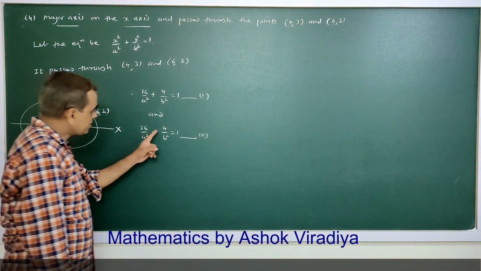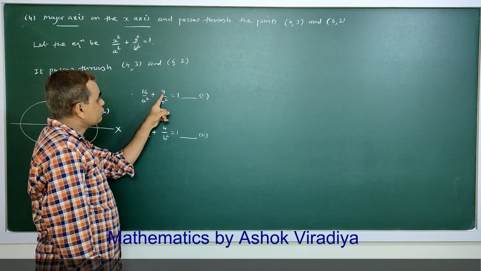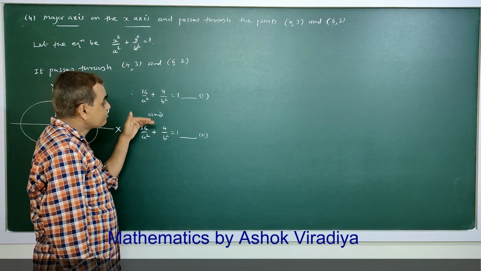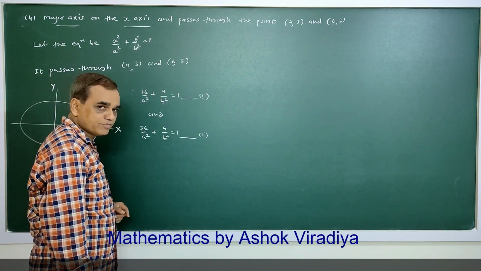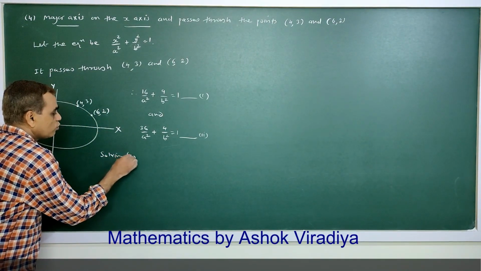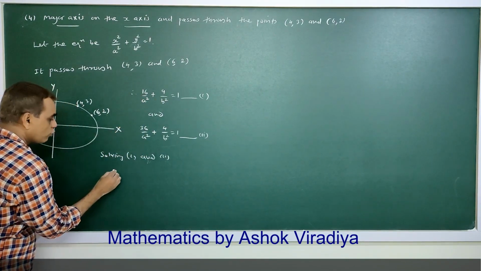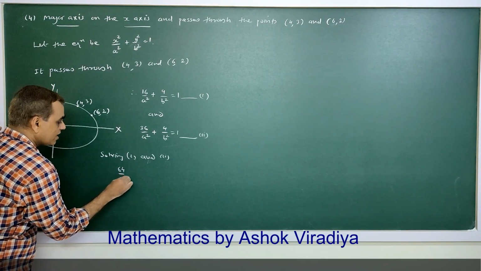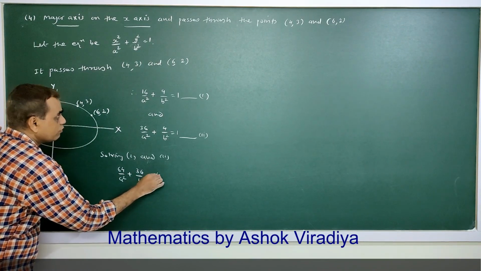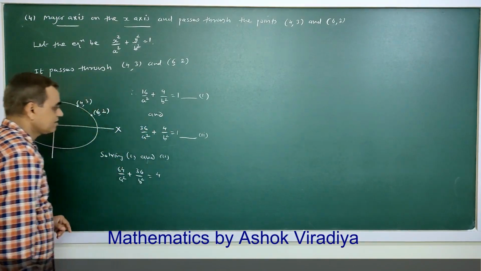So observing these equations, here this number is 9, this number is 4. So we multiply equation 1 by 4 and equation 2 by 9, and taking subtraction we can eliminate the second term. So we are solving equations 1 and 2. This equation I am multiplying by 4, so 64 by a square plus 36 by b square equal to 4.